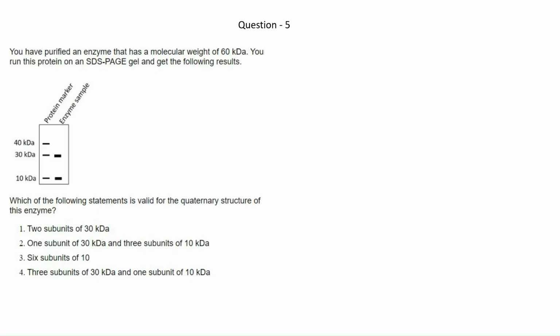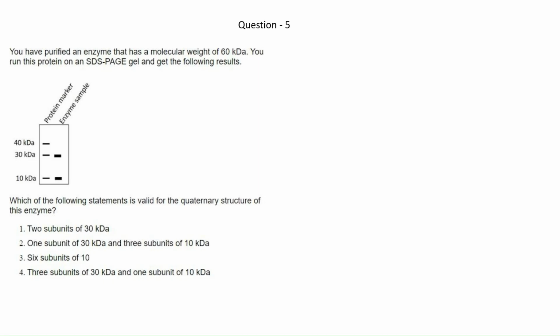First option is 2 subunits of 30 kilodalton. Option 2 is 1 subunit of 30 and 3 subunits of 10 kilodaltons. Option 3 is 6 subunits of 10 kilodalton. And option 4 is 3 subunits of 30 kilodalton and 1 subunit of 10 kilodalton.